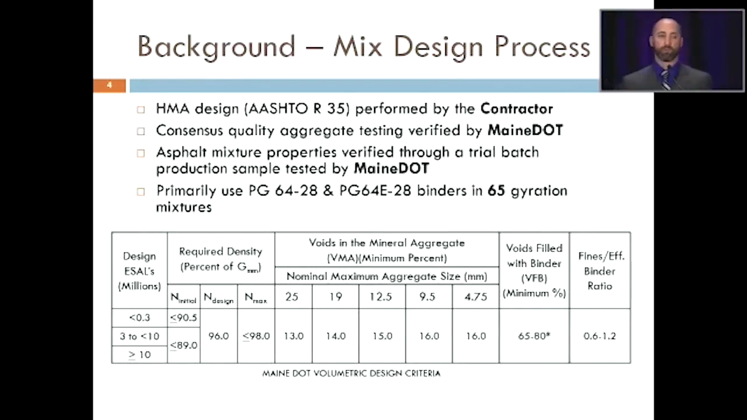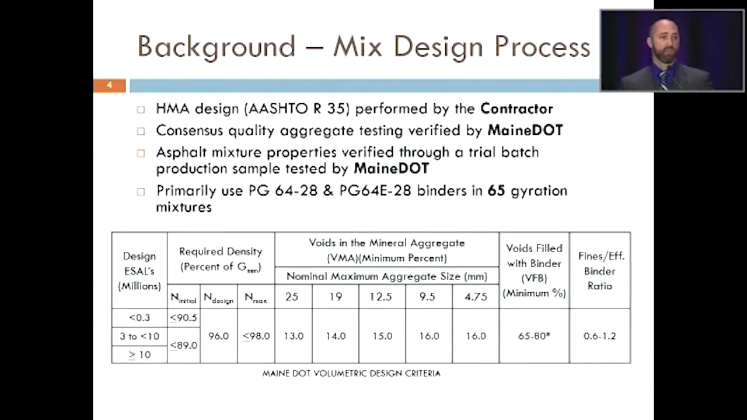And then we go and verify the aggregate consensus qualities. For full approval of a design, the contractor needs to submit a plant verification. So we verify their volumetric design through a plant produced sample to truly approve the design. This is just some of our information here, what our test criteria is. We primarily use a 64-28 and a PG 64E-28.